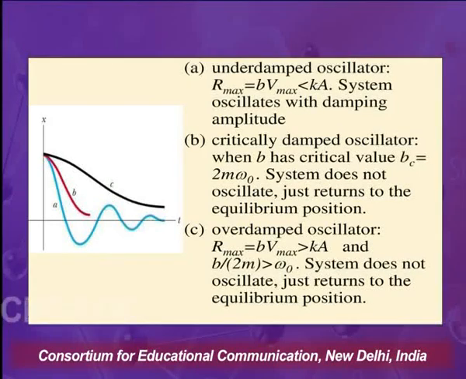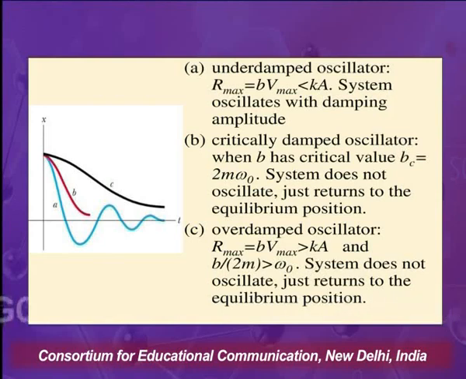Now we have three types of damping: underdamped oscillators, critically damped oscillators, and overdamped oscillators. In the graph you can see on the x-axis this is t. There are three patterns: blue one, red one, and black one. Here we are denoting A, B, and C.